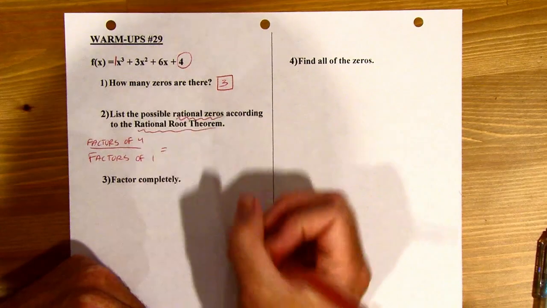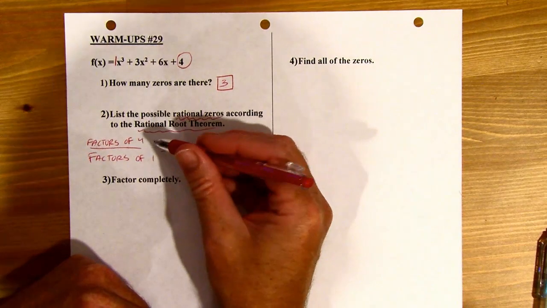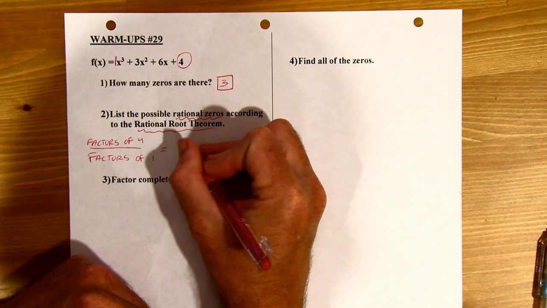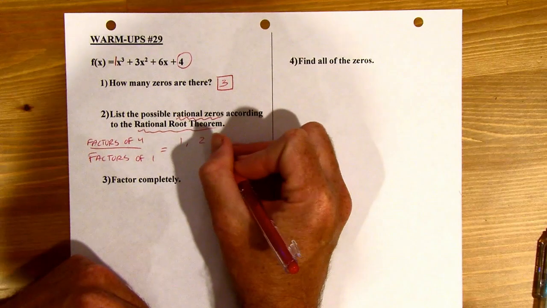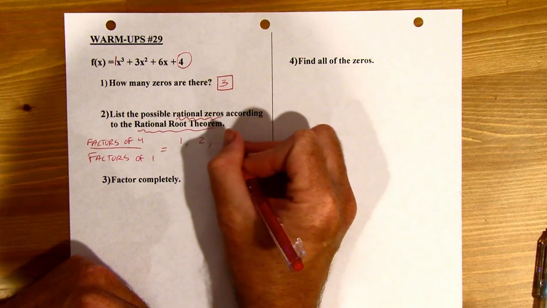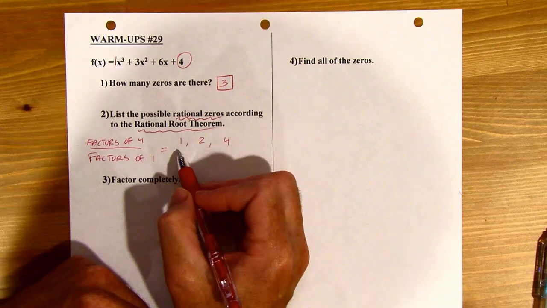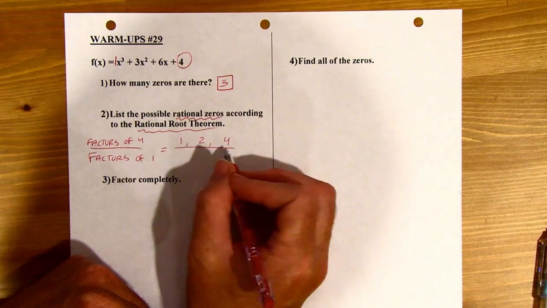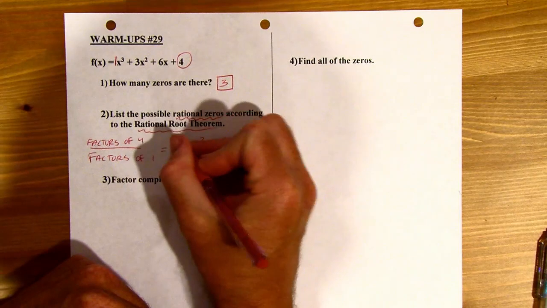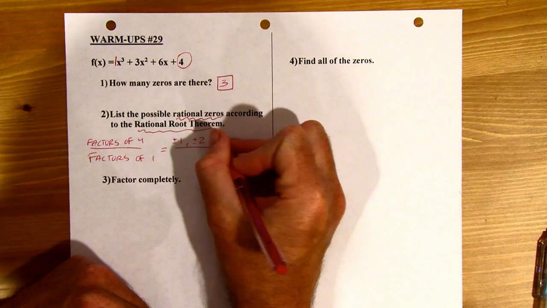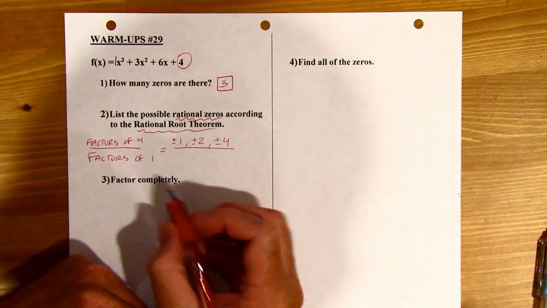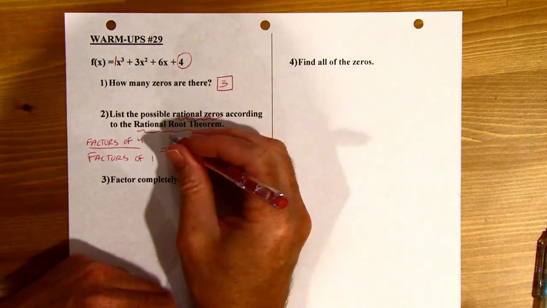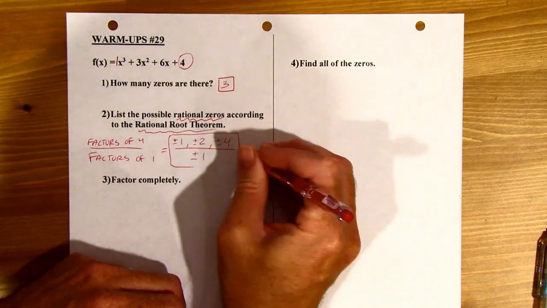Okay, so the factors of 4, I'm thinking all of the integers that go into 4. 1 goes into 4, 2 goes into 4, and 4 goes into 4. But also negative 1 goes into 4, and negative 2 and negative 4. So the negative versions of these go in as well. So I'm going to put a plus or minus in front of each one of these, okay? And then things that go into 1, only 1 and negative 1. So these are my possible rational roots, okay?